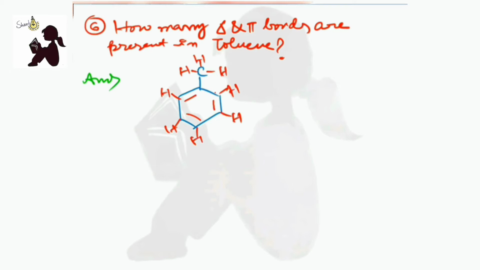H, and H. Now we know that for a double bond one sigma and one pi bond are present, and for a single bond, one sigma bond is present. So let's write it: sigma, sigma, sigma, sigma, sigma, sigma, sigma, sigma. And here also sigma, sigma, sigma, sigma, and sigma, sigma, and here 1 pi, 1 pi, 1 pi. Now if we calculate this, there will be 15 sigma and 3 pi bonds. So that will be our answer.